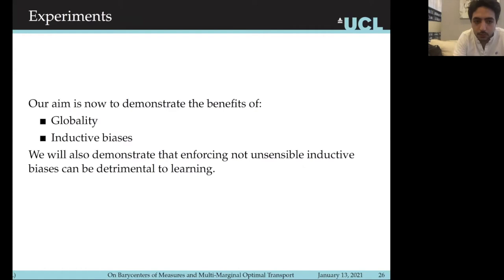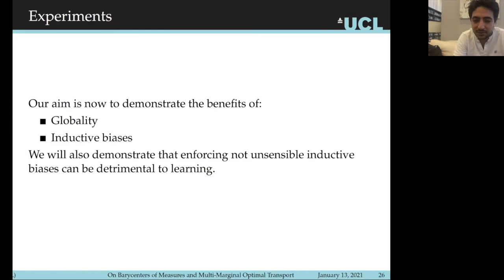I'm just going to try to show the benefits of having global parameterizations and intuitive biases being enforced. And I'm also going to discuss cases where not enforcing the right inductive biases can be detrimental to learning. So it's not a miracle solution, it's just a solution that allows scaling to high dimensions when we know sensible inductive biases. But in practice, we often know good inductive biases for our problems. Like for example, in image space, we know that CNNs are going to be good inductive biases.